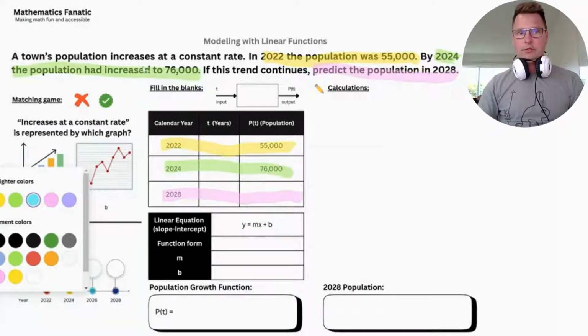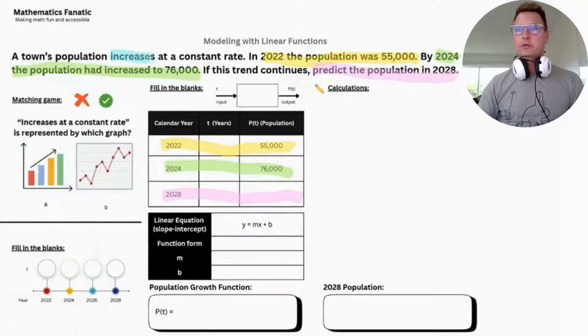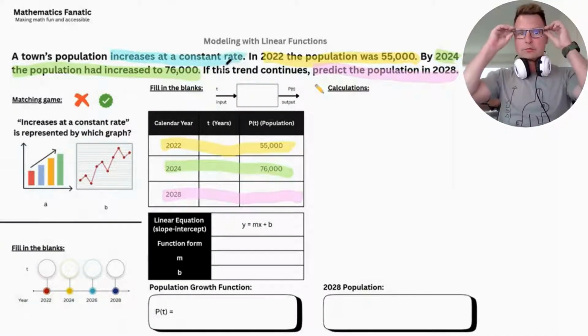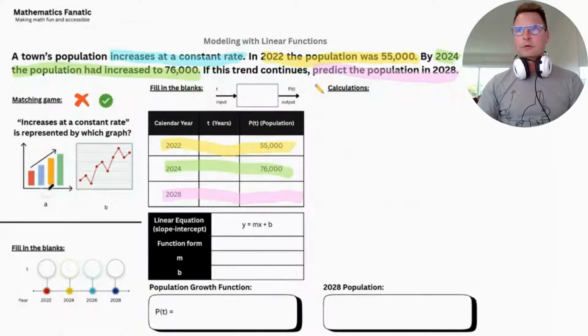But let's shift gears for a moment and focus on the phrase increases at a constant rate. Okay, let's first take a look at these two graphs and which one represents constant growth. I'll give you a hint. You can look around the game board for a clue. Did you find it? That's right. The clue is y equals mx plus b, the slope-intercept form of a line. And that's how we represent constant growth.